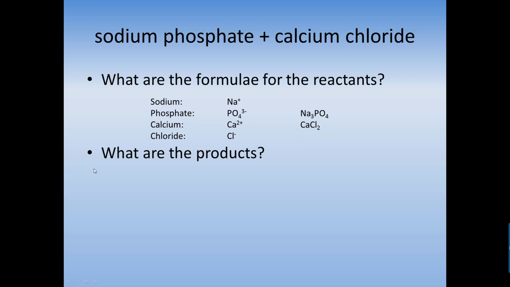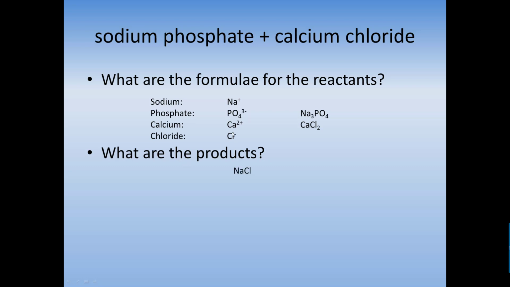The products of the reaction are going to pair sodium with chloride. Sodium has a +1 charge. Chloride has a -1 charge. They can combine in a 1-to-1 ratio to cancel those charges out, and so sodium chloride has the formula NaCl.